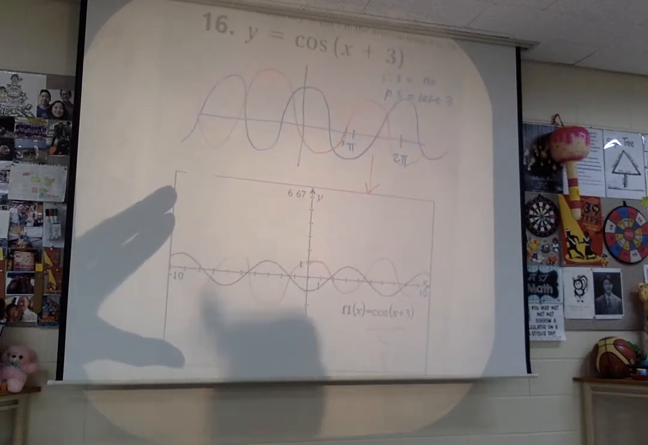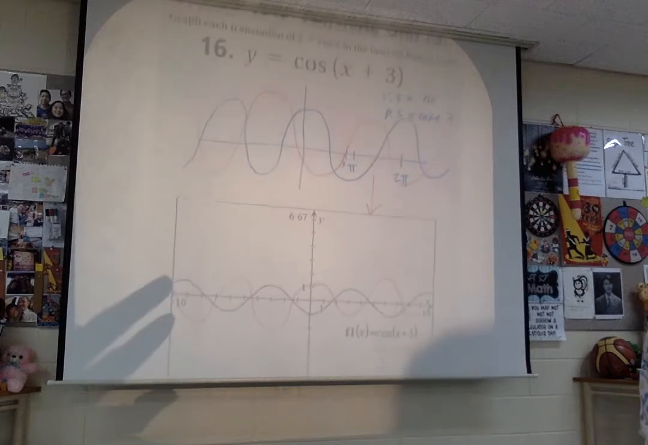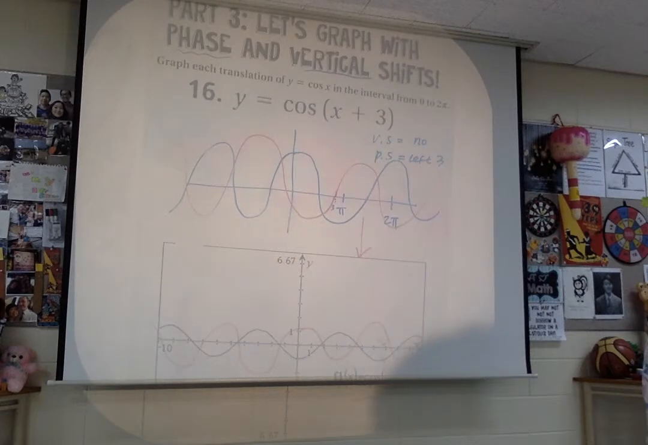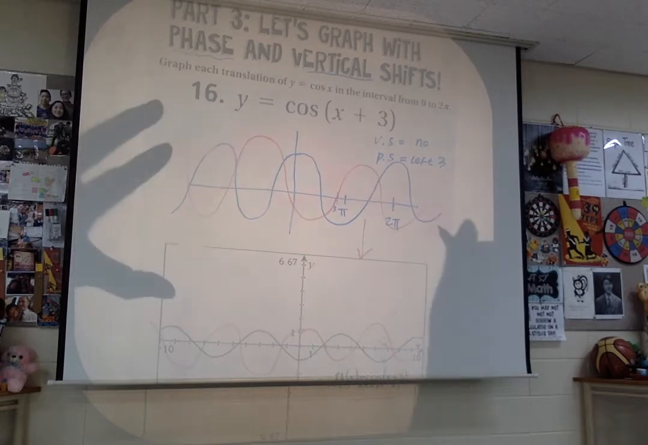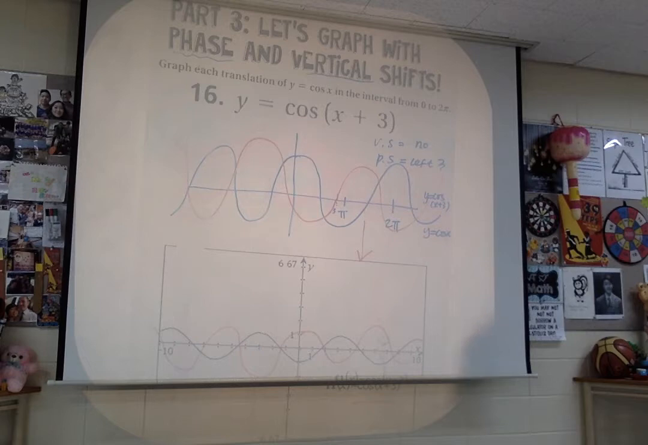Oops, sorry, that's ugly. All right. So you kind of get the point? For these ones, it's okay if you just sketch for me, and label your graphs, obviously. So for example, this one is y equals cos x. The red is y equals cos x plus 3. Label that for me, okay, guys?